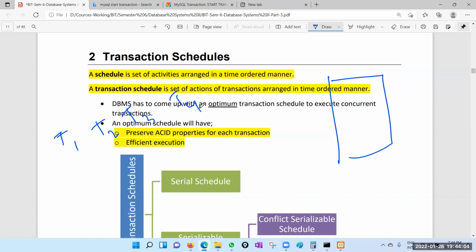Transactions are waiting in the queue to do their activities. So therefore, what happens is your DBMS creates a schedule.